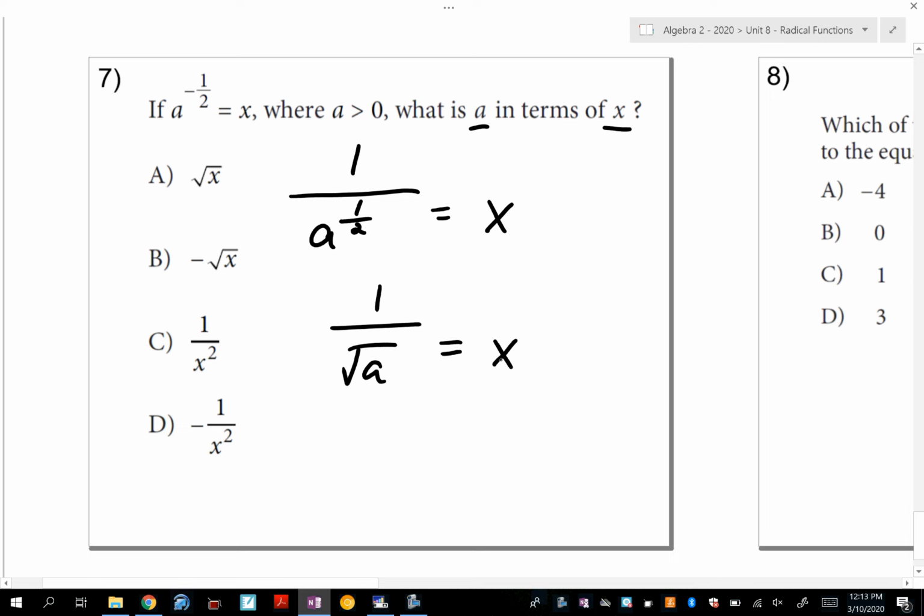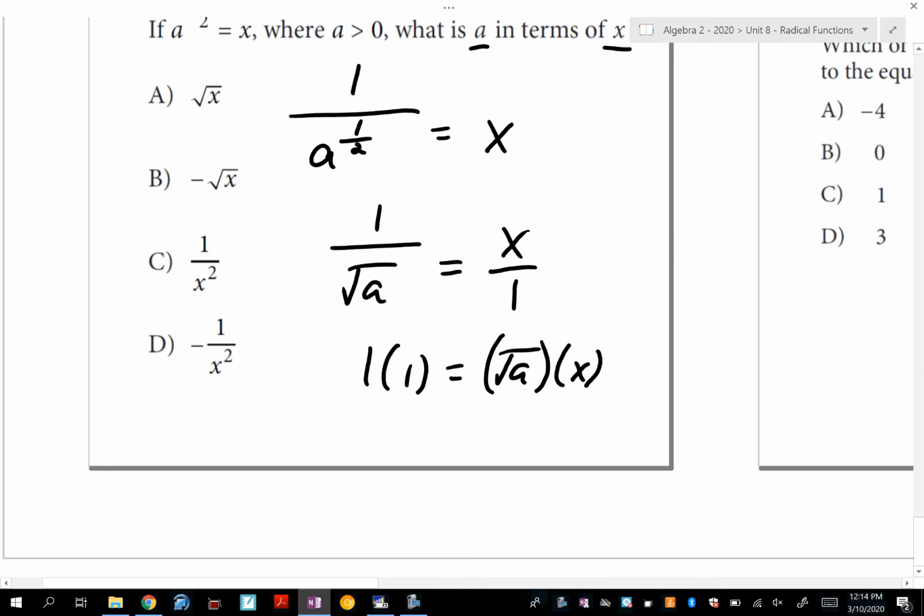Now, do you see how the x doesn't have a denominator? Make it have one. And then what have I made? It's not a fraction. It's called a proportion. So we're going to cross multiply. So 1 times 1 equals the square root of a times x. So 1 times 1 is 1, and this is x times the square root of a.